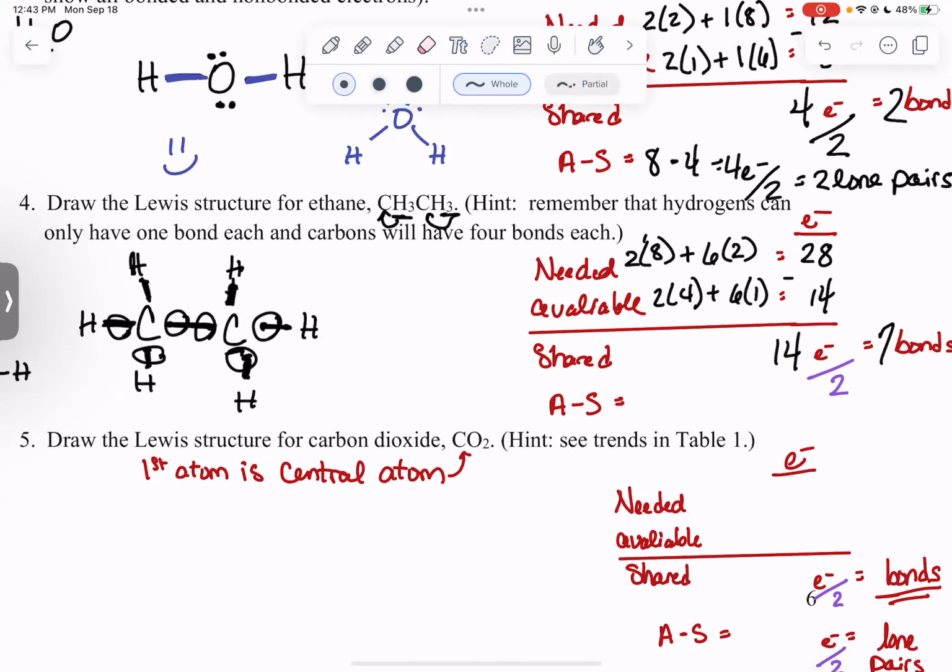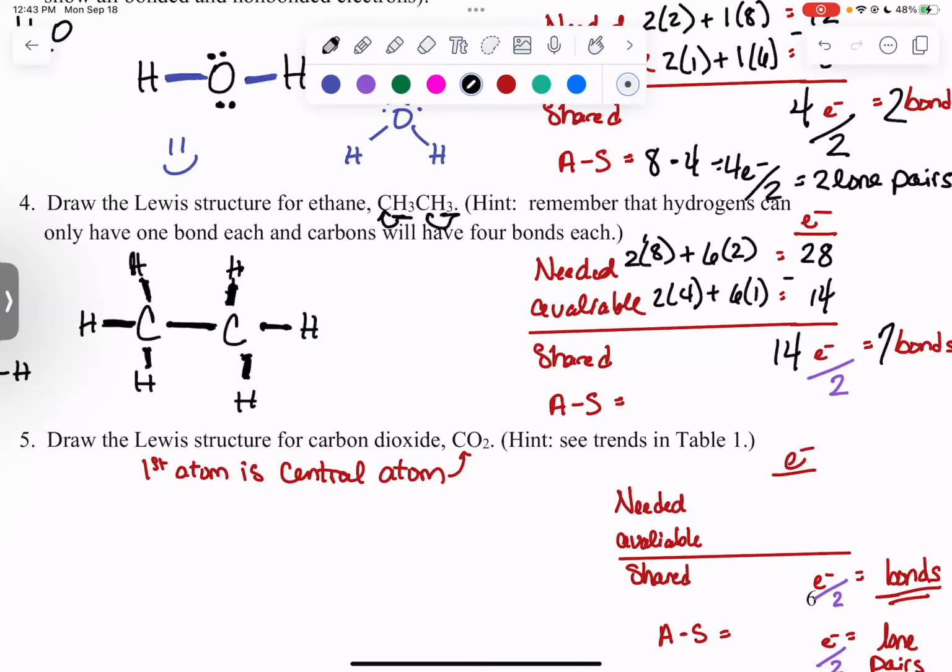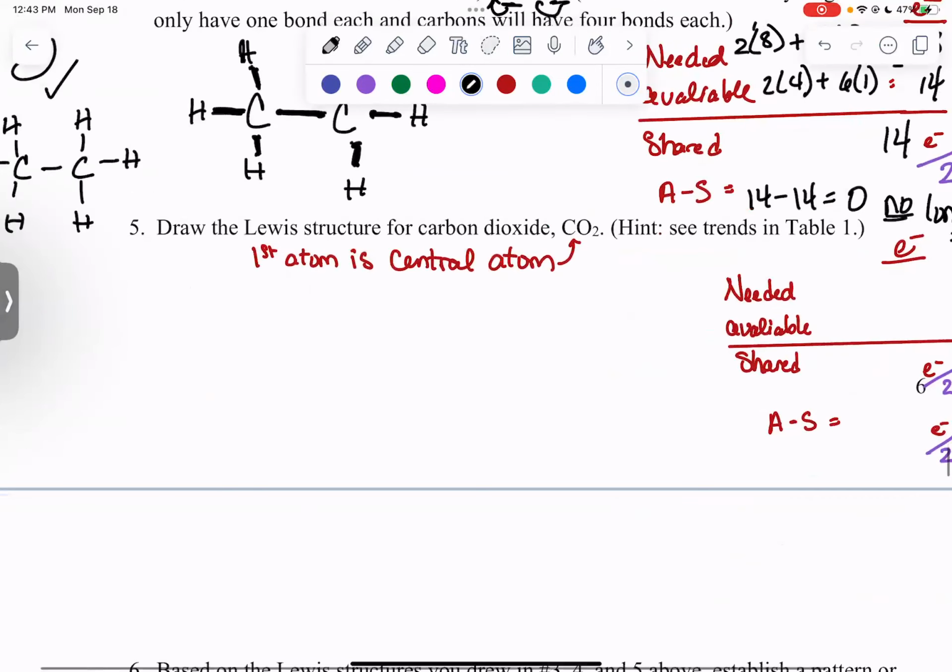It looks kind of crazy with all these circles on here. Okay, so yes, I have 7 bonds there. And then if I want to know how many lone pairs, I do my available, which is 14, minus my shared, which is 14. That's 0, so I have no lone pairs. And that's correct. Okay, draw the Lewis structure for carbon dioxide, CO2.